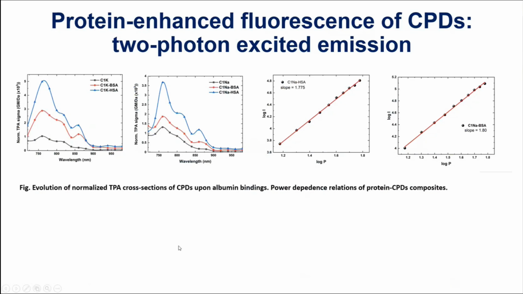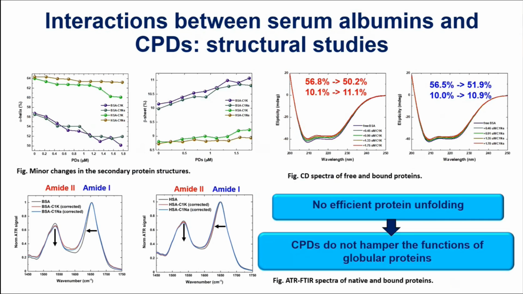normalized 2-photon absorption spectra and the composites of the two. There was no efficient protein unfolding, as could be seen from the CD spectra. So the conclusion was that these carbon polymeric dots do not hamper functions of the globular proteins, so they could be safely used for the in vivo bioimaging.